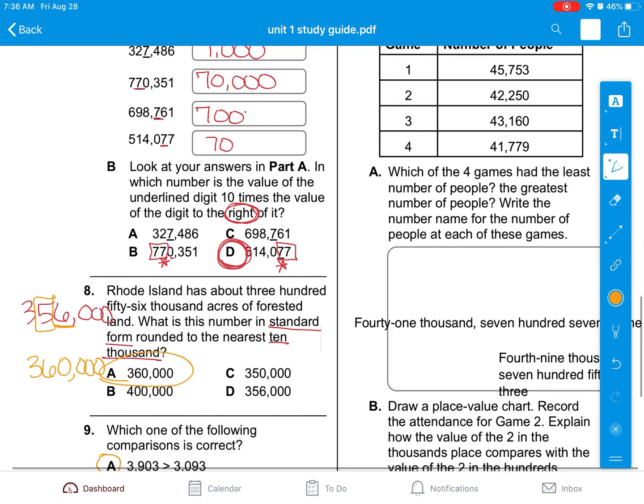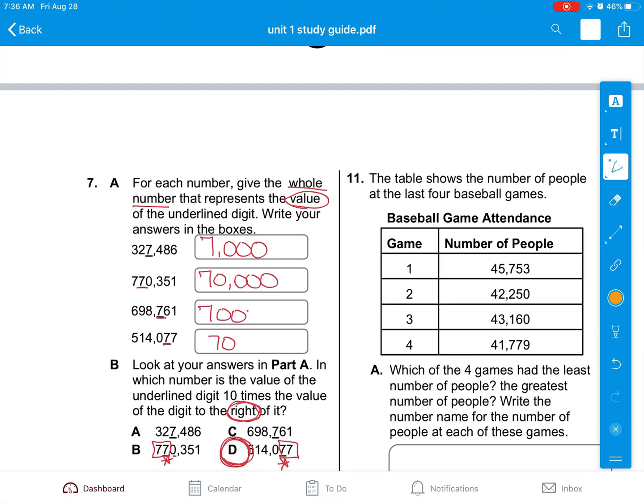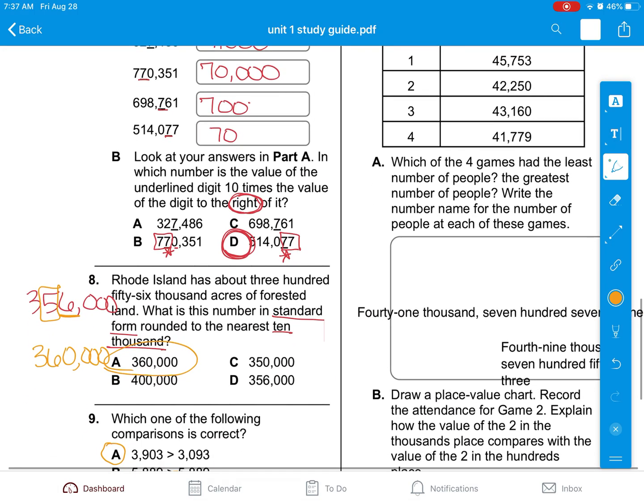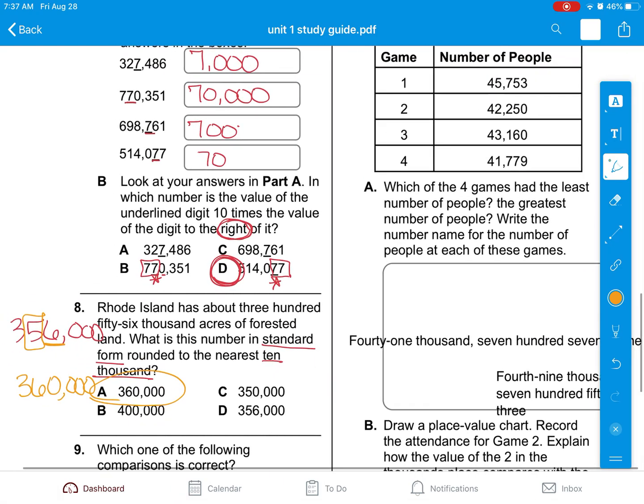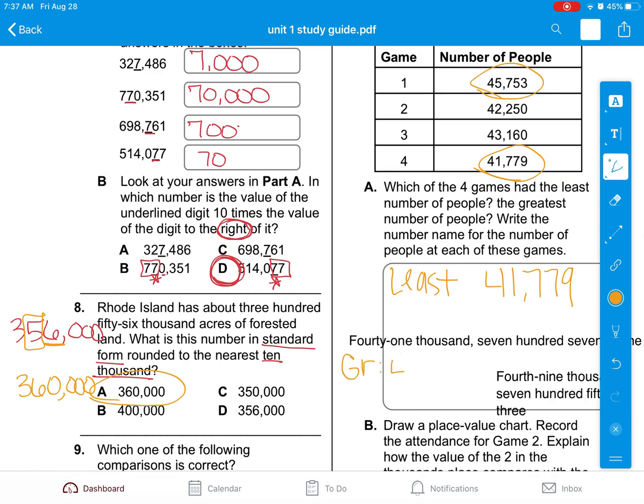Alright, now this one, number 11, I've already got a little bit of it done. This table shows you 4 different baseball games. It asks you to figure out which one had the least amount of people and the most amount of people. So the least was game 4. It had 41,779, and the greatest was game 1 with 45,753.